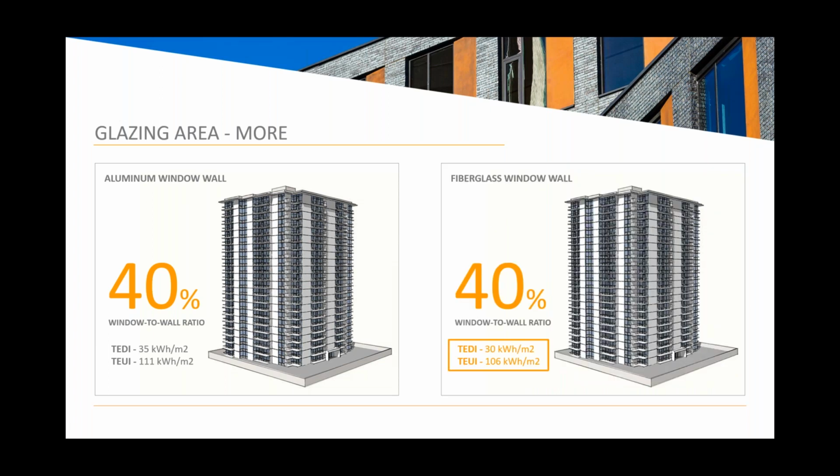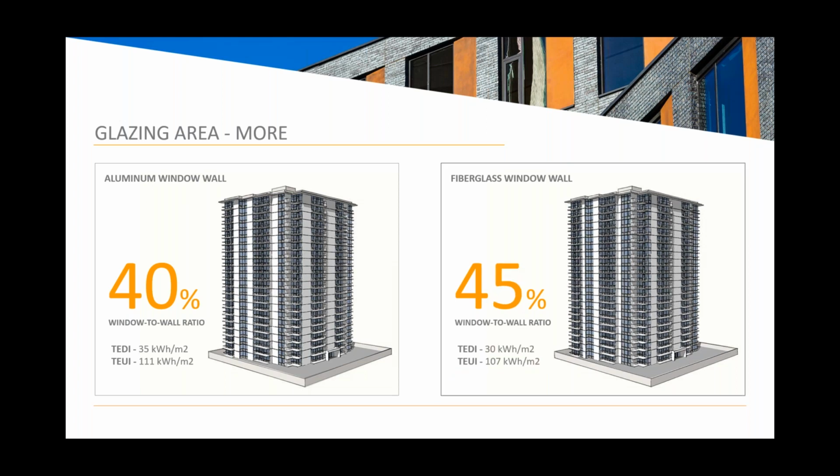So if we change from aluminum window wall to a fiberglass window wall, so a thermally improved fenestration system here with fiberglass, you can see that the thermal energy demand intensity drops down to 30 and the thermal energy use intensity drops down to 106.